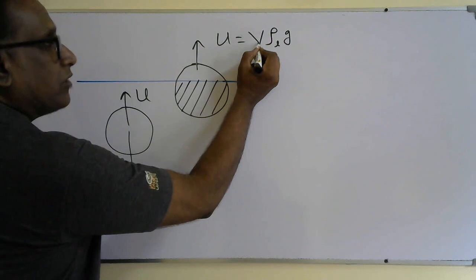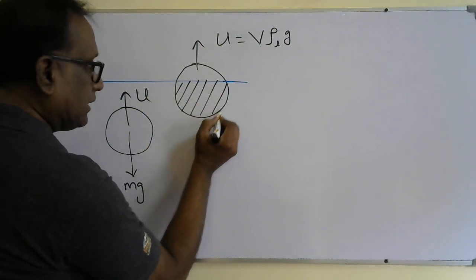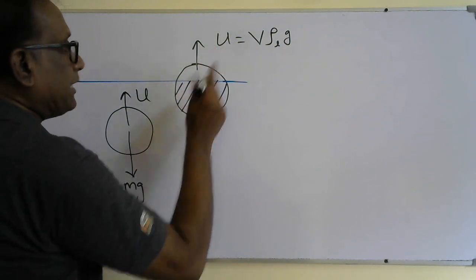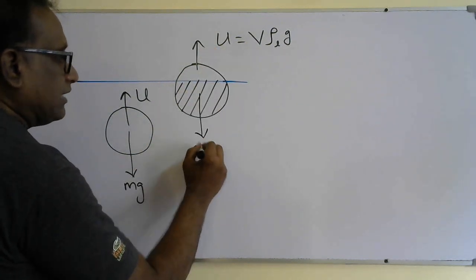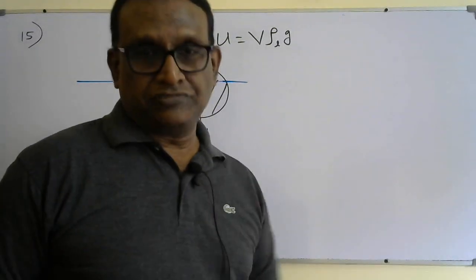So here the volume of the liquid displaced by the object is only this part. So when this magnitude becomes equal to weight, it will partially float. Understand? It will partially float.